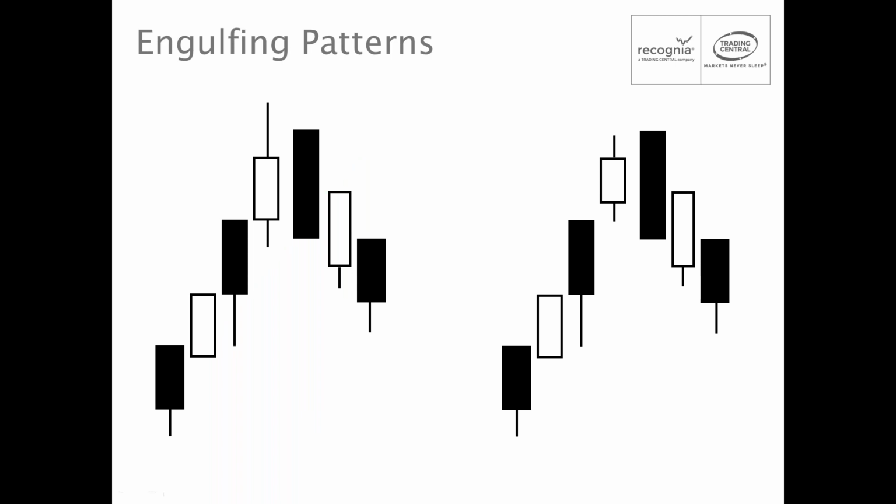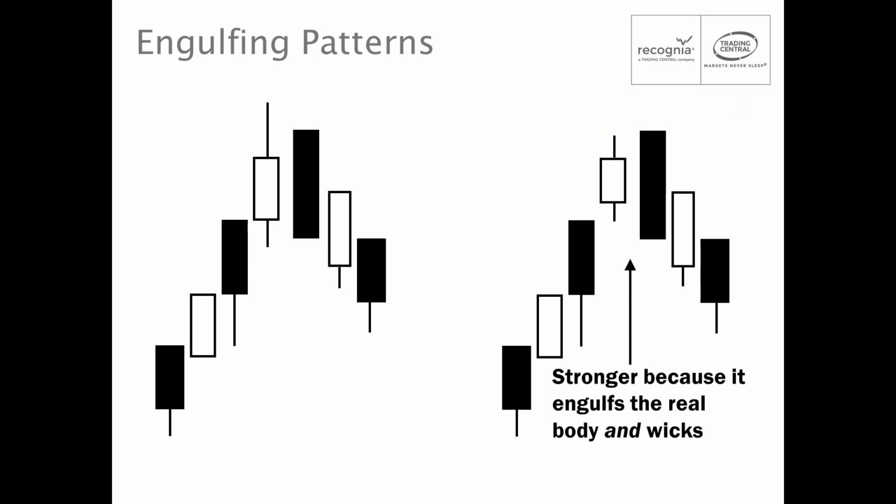Now, here's a question for you. Here's two examples of engulfing patterns. These are both bearish engulfing patterns because it's a white candle followed by a black candle. Which one is the better example of the bearish engulfing pattern? Well, the answer is the one on the right-hand side is the better example because it's stronger because the real body encompasses not just the real body of the preceding white candle, but also these wicks or shadows as well.